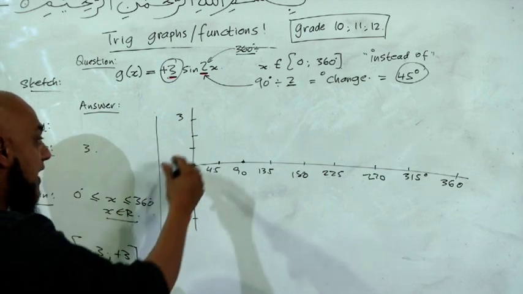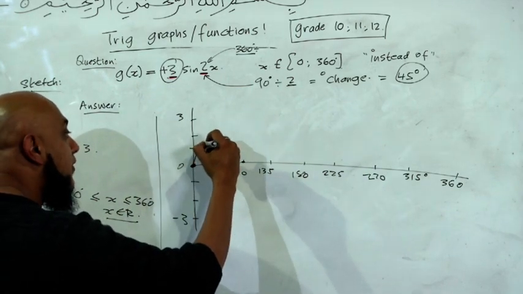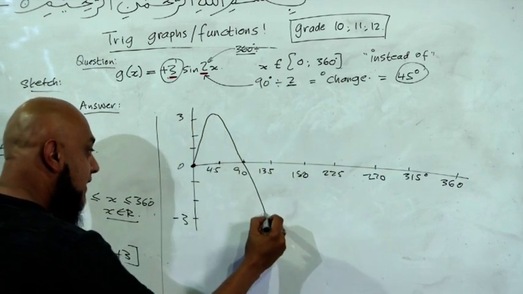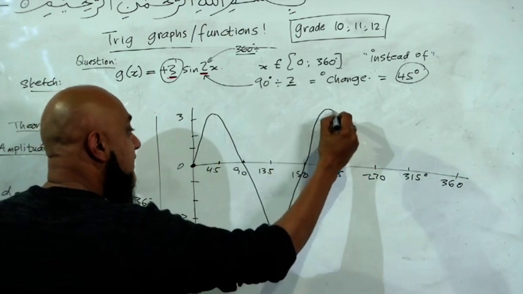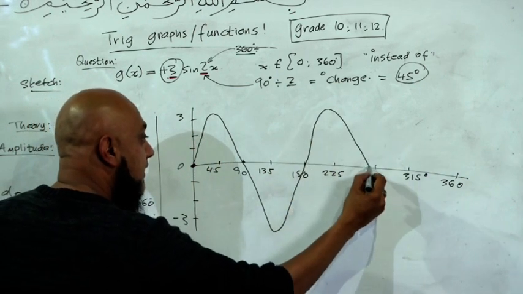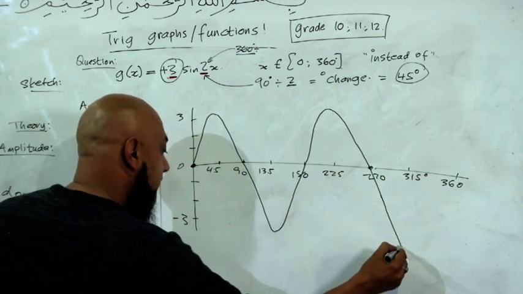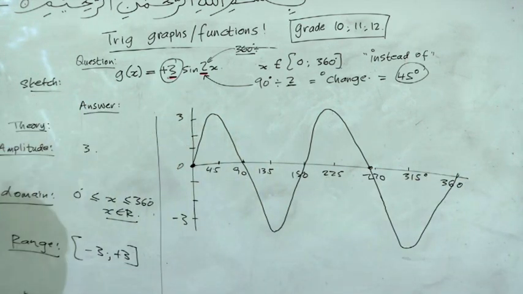So this graph now, his path, instead of him going up to 90, he goes up to 45, comes down, cuts, turns, cuts, turns, cuts, turns, and stops.